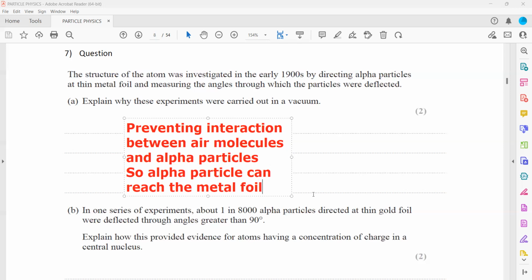Otherwise, if there is air present between the source of alpha particles and the metal foil, there is a possibility that the alpha particles might not reach it, or that they might change direction. Say this is the source of alpha particles, and in between we have air molecules and then the metal foil. So what might result if they collide? They might change their direction as well.